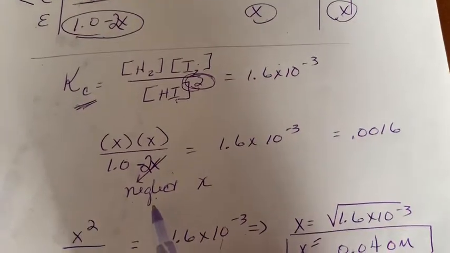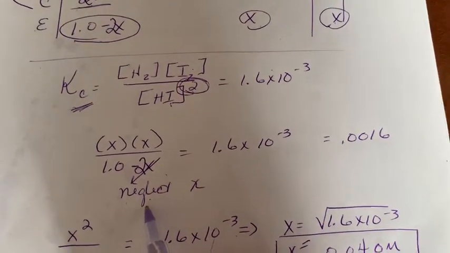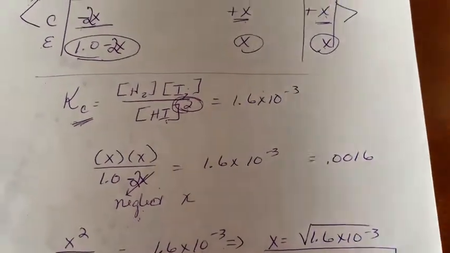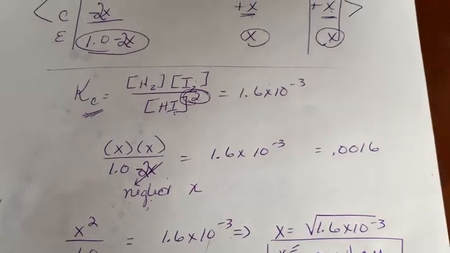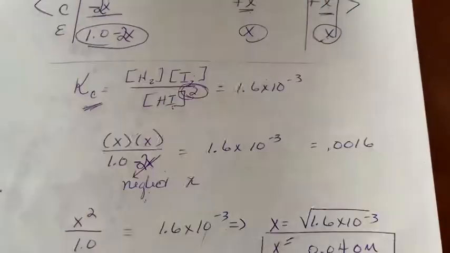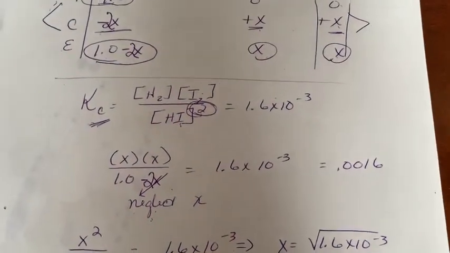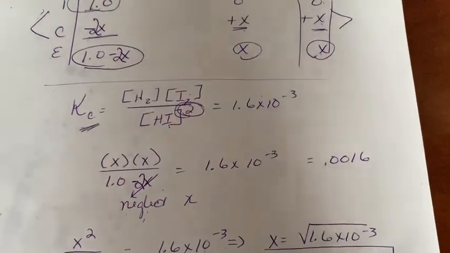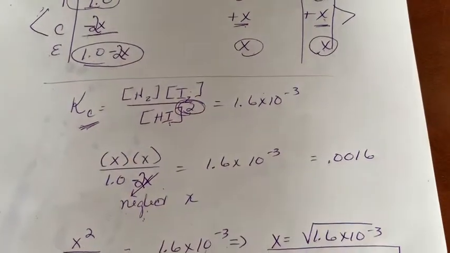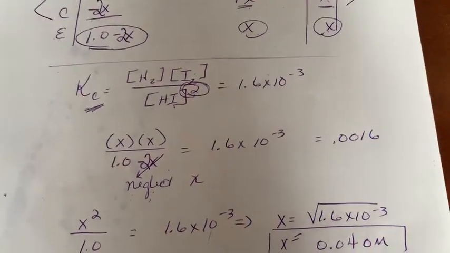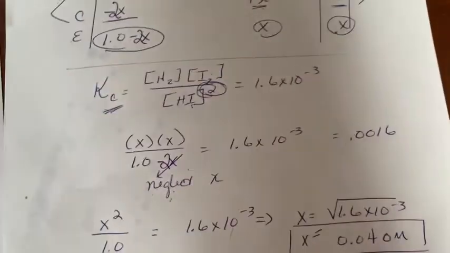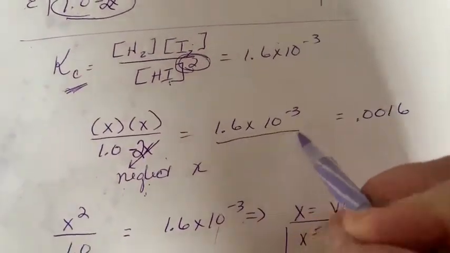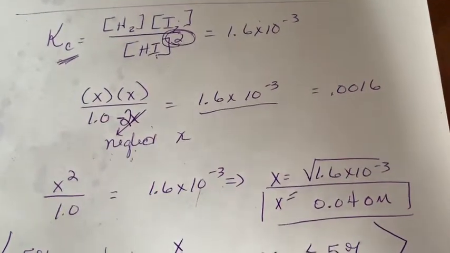And now we're going to talk about neglecting X. On all of the problems I give you using an ice table on my test, you will be able to neglect X. However, I need to warn you that on your final exam, I've been told by students that there are about 2 equilibrium problems that require a quadratic equation. So let me walk you through this. All right, so here's the expression for K. They give you the value of K, 1.6 times 10 to the minus 3.